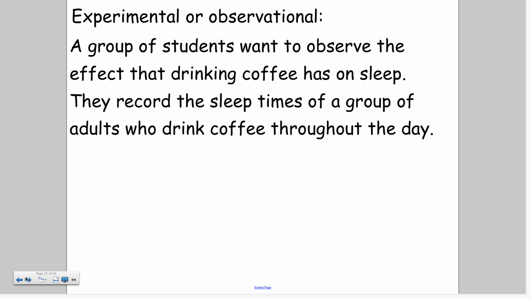All right. Group of students want to observe the effects that drinking coffee has on sleep. They record the sleep times of a group of adults who drink coffee throughout the day. So they're not changing anything. They're not making anybody drink anything. So this one is observational. They're just recording their data that they're collecting by watching.